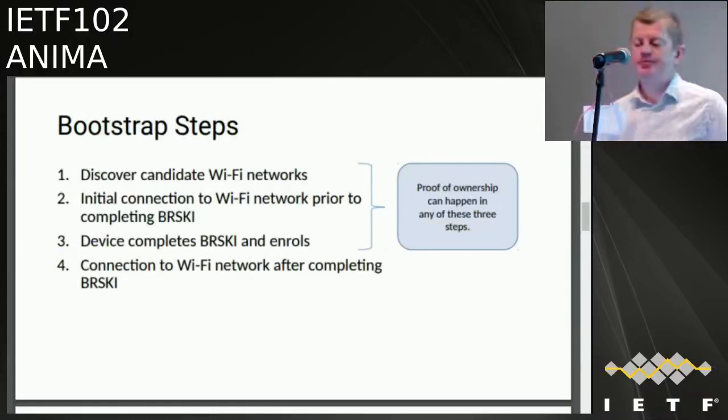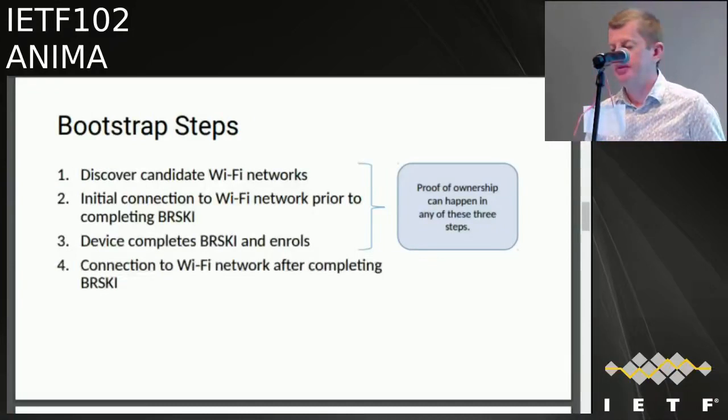So high-level bootstrap steps: the device discovers candidate Wi-Fi networks to connect to. The device does an initial connection to the Wi-Fi network prior to completing BRSKI. At this stage, the device only has an IDevID available to it. The device completes the BRSKI flow and enrolls, and then the device may have to reconnect to the Wi-Fi network now it's been credentialed. And we want to do proof of ownership, and depending on which solution we chase, proof of ownership could happen at any of steps 1 to 3. And there's multiple different technical solutions falling across multiple different standards bodies for how we could do proof of ownership.